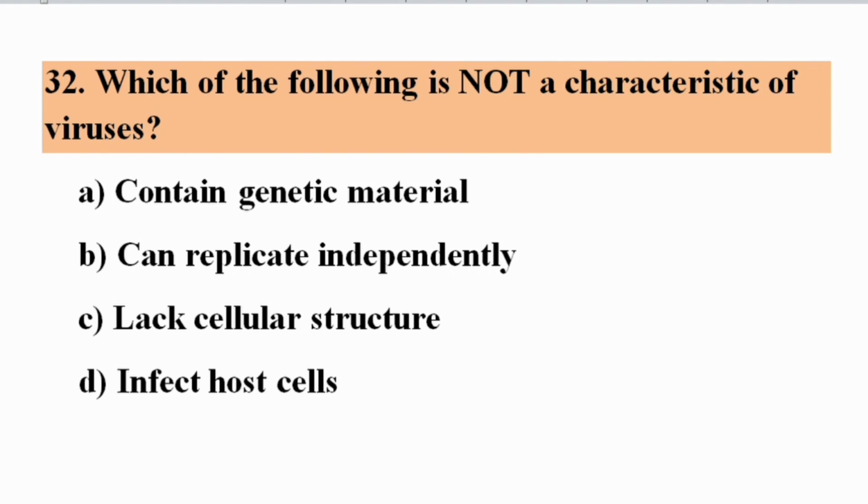So contain genetic material, yes. Lack cellular structure, yes. Infect host cell, yes. So these three are the characteristics of viruses, but they cannot replicate independently. So the right option here in this case is beta.